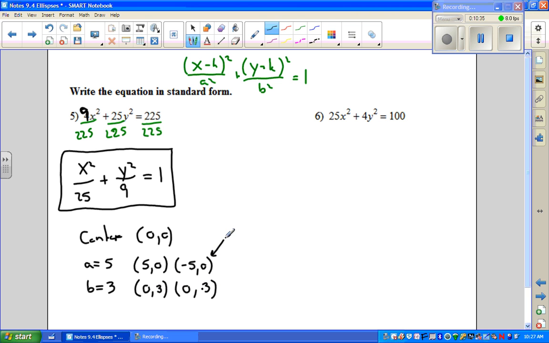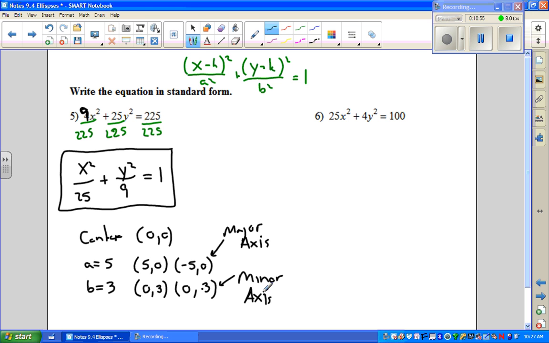So this would lead to your major axis, okay? And then this right here would lead to your minor axis. So this one, as you notice, is stretched horizontally instead of vertically, okay?